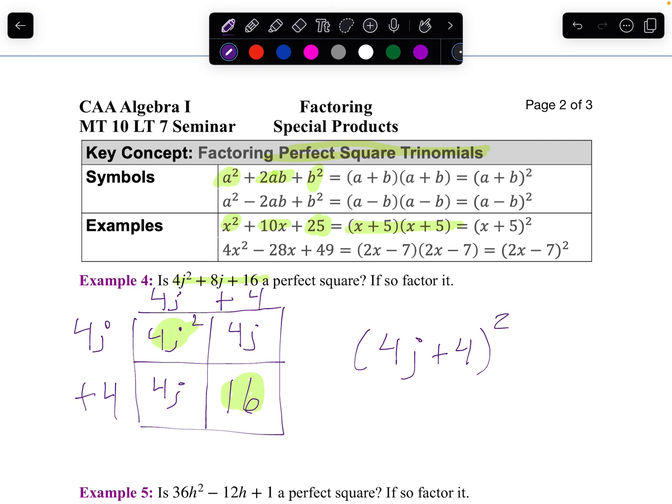Take it times itself. So if you have a perfect square for your first term, a perfect square for your last term, guess to see if it factors. If it does factor, then it's a perfect square. If it doesn't factor, then go back and do the AC method.